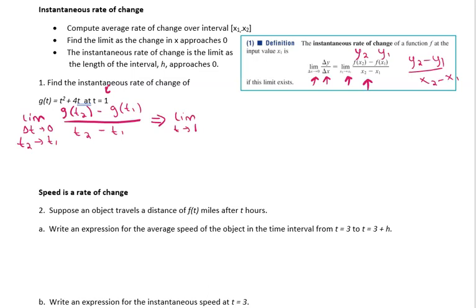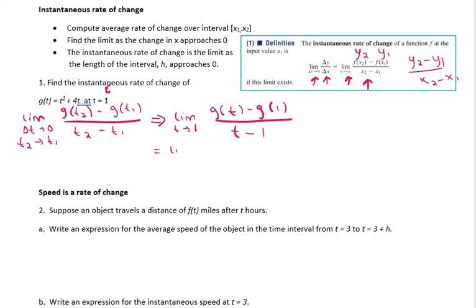And then that would look like f of, well, t2 is just t. So that would look like f of t minus f. Well, in this case, it's g. So let me put the g's in so it matches. Minus g of t1, which in this case is 1. All over, and then we have our second t value is t, and our initial t value is 1, so t minus 1. Let's evaluate this.